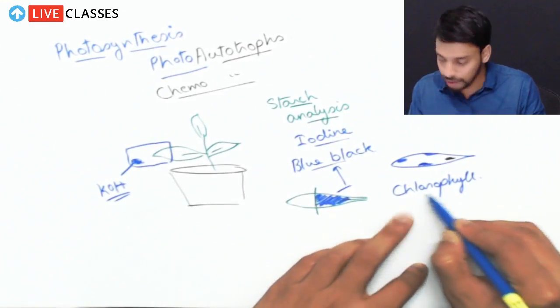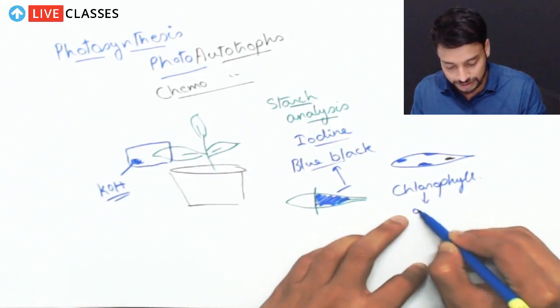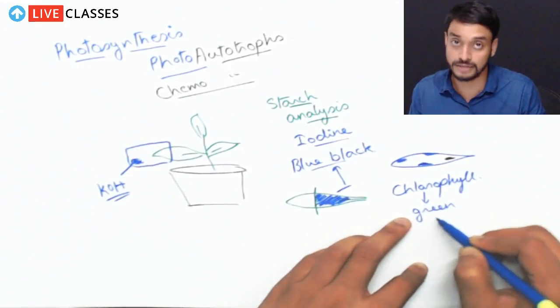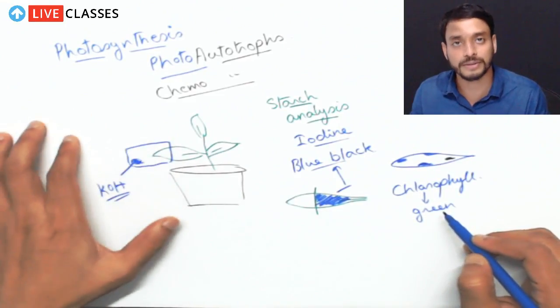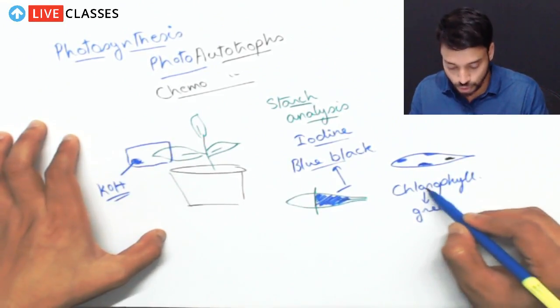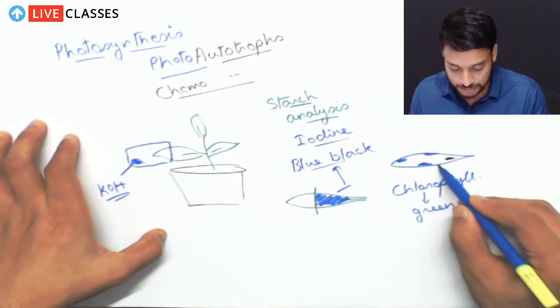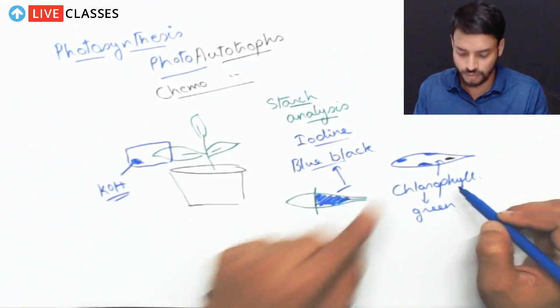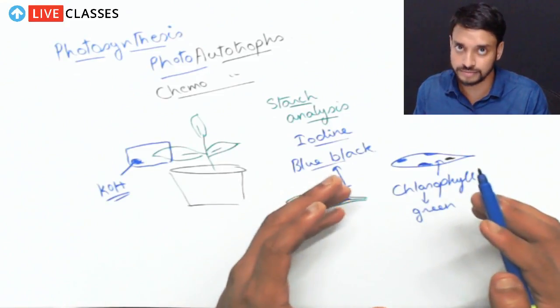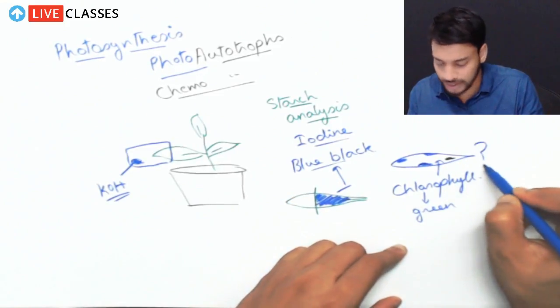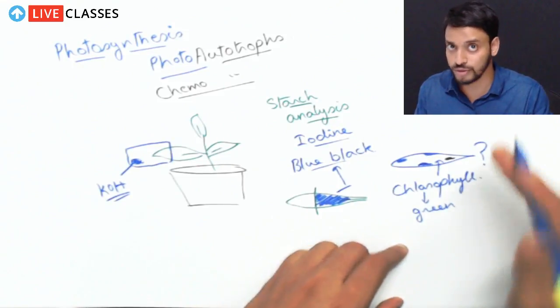Chlorophyll. Now this is the green color of the leaves. We'll study this chlorophyll in detail in this chapter. Let's see what happens. Because of the presence of chlorophyll this happens. Now the question is, why the other colors? Because I said that chlorophyll gives the green color. So let's put a question mark here and we'll try to answer it as we move on with our chapter.